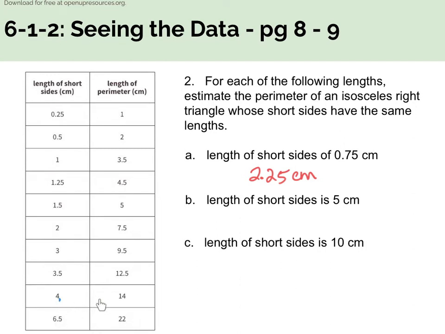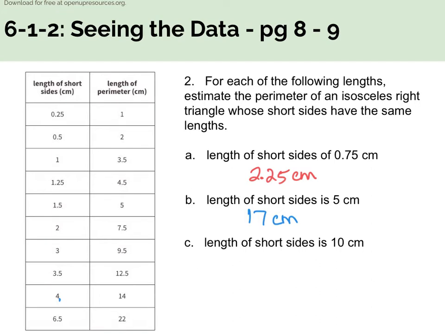This is 6, so it's 14 and then 22. So it's more closer to the 4 than the 6.5. So I'm thinking probably it's going to be about 17 centimeters. And then the shortest side is 10 centimeters.